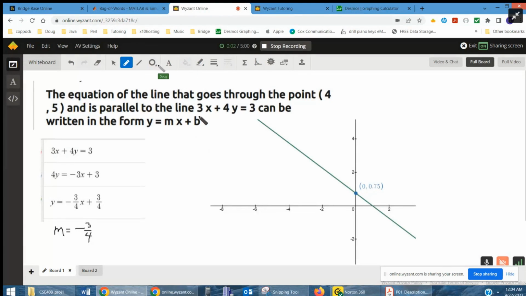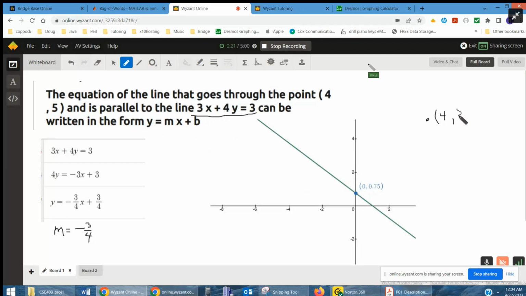Okay, we're given that there's this line 3x plus 4y equals 3. And we want to find the equation of the line that's parallel to that green line, but also passes through the point (4, 5), which is up here somewhere.